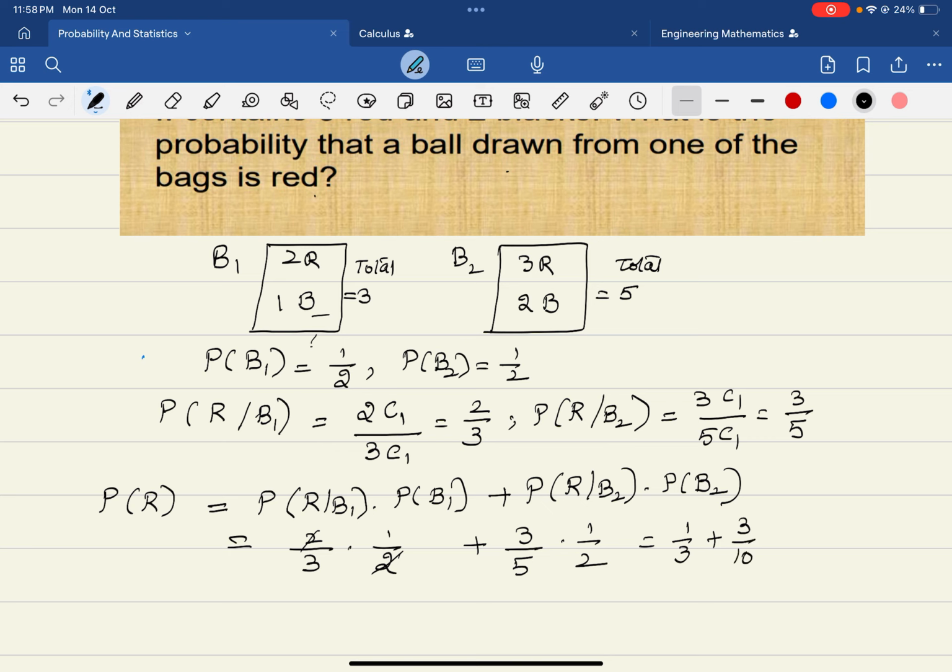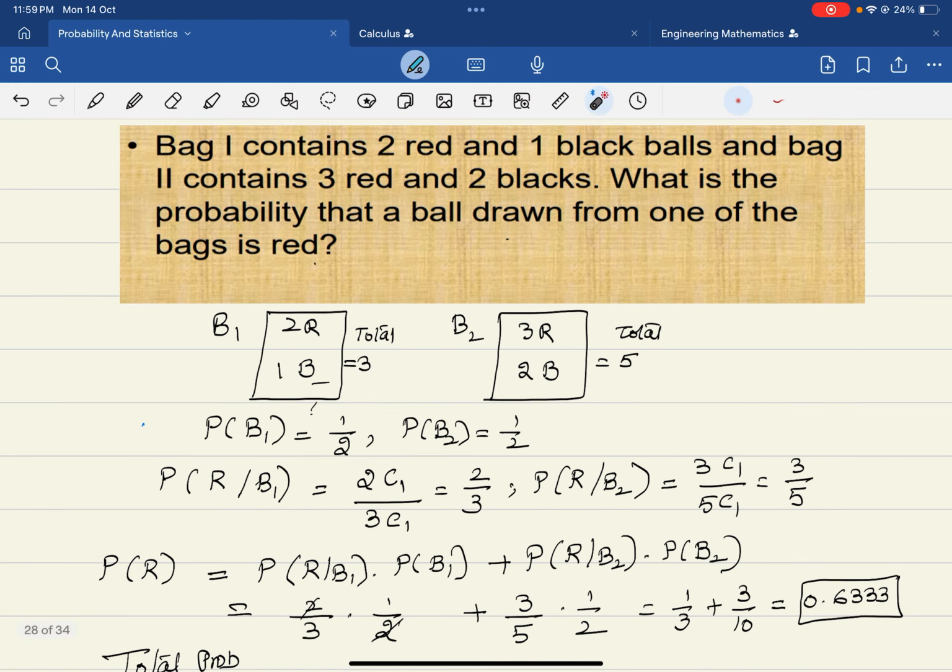So what does it give you? It gives you 0.6333 and so on. So this is the probability of the red ball. What is this? This is the total probability. You can understand this as the total probability because in the question, what was asked? What is the probability that the ball drawn from one of the bags is red?